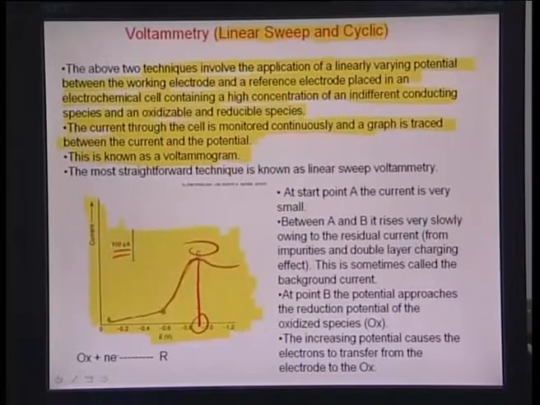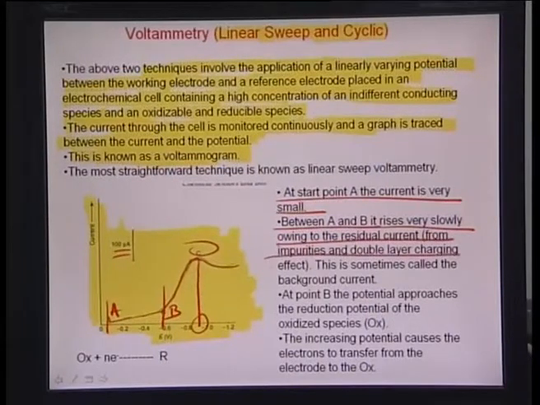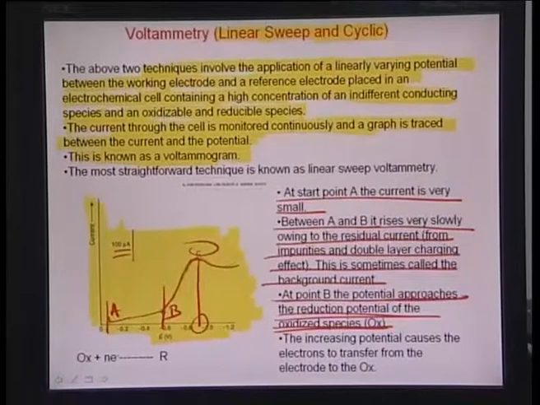So let us look at the various parts of the curve. The start part of this curve between points A and B, as you can see here, the current essentially is very small, because it is just an ohmic response with the voltage. So as the voltage increases, there is an increase in current, V is equal to IR, and from the point B, the potential suddenly approaches the reduction potential of the oxidized species, and so there is a sudden shoot out or burst of electrons which increases the current.